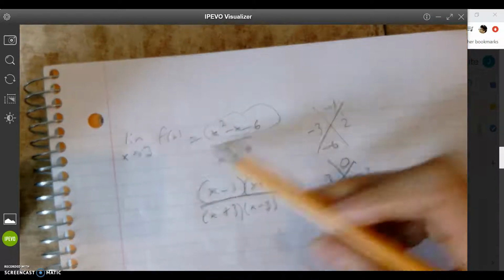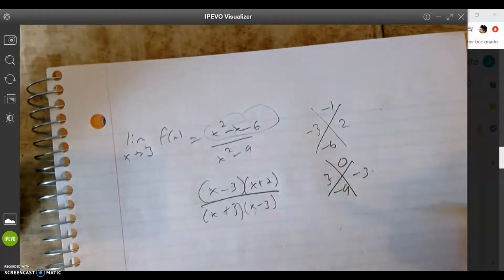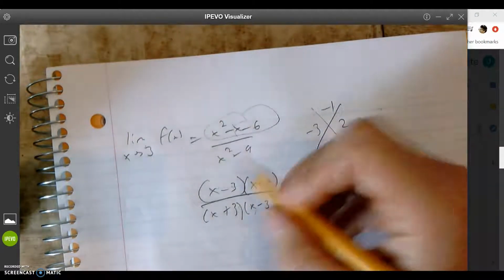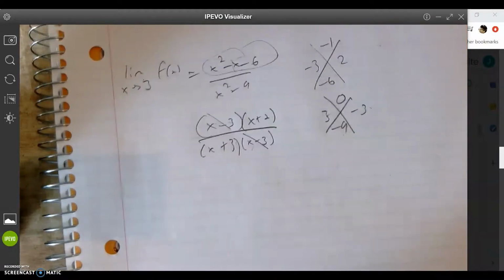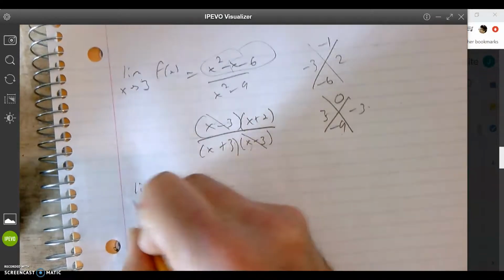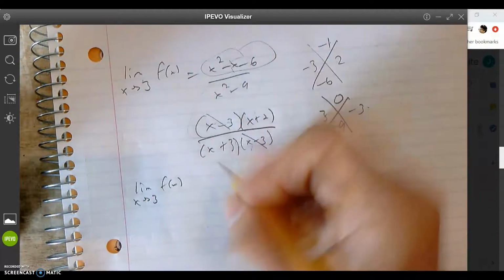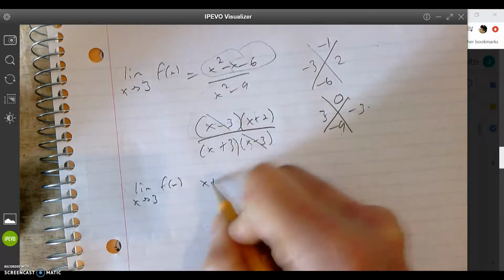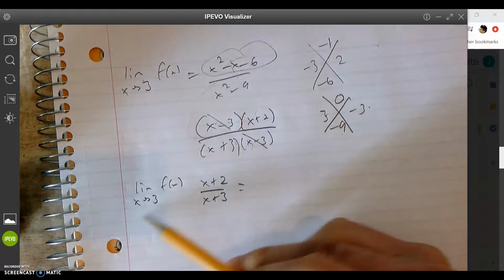So I just turned this into this. It's the same thing. If I multiply this out, I get this back, so it's equal. Now I see that, ooh, x minus 3 divided by x minus 3 is 1. And so what I have now is the limit as x approaches 3 of f of x. I just simplified this, it's x plus 2 divided by x plus 3. And so now I just plug in again.